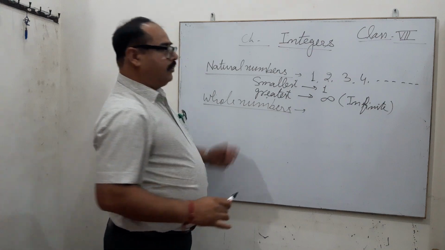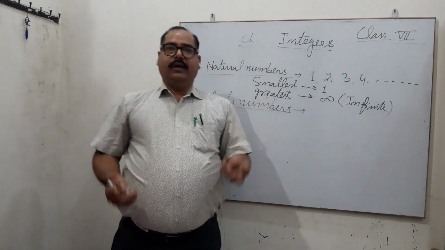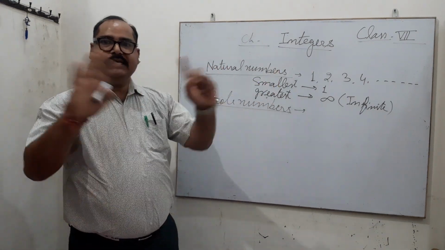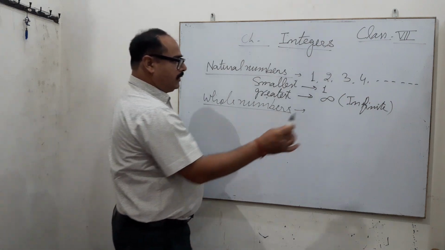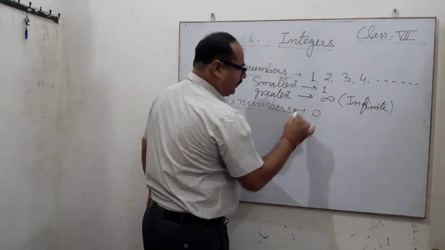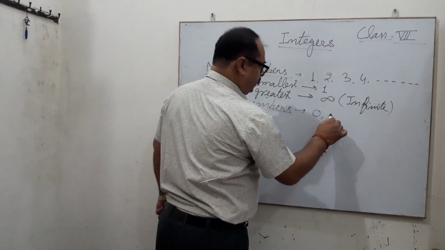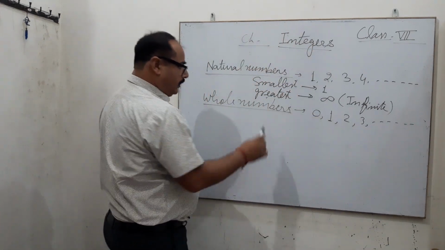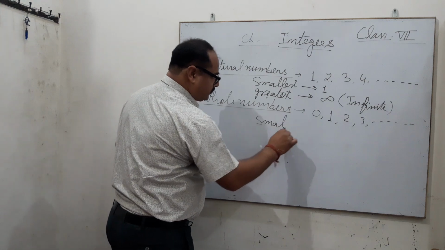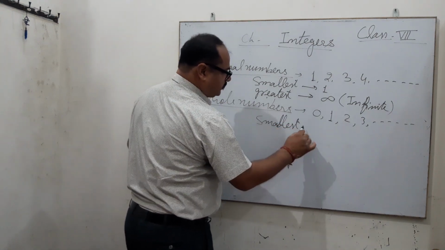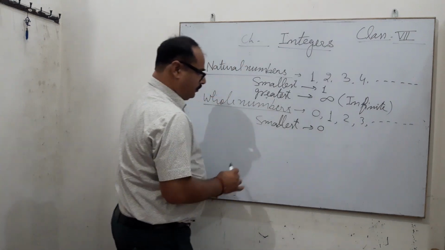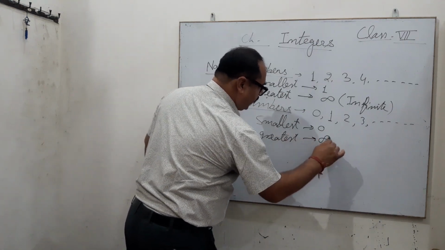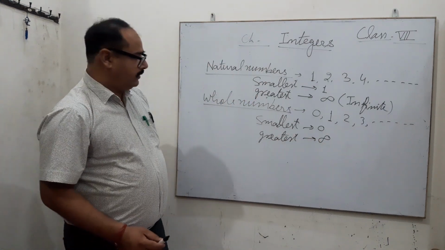Okay. Now, whole numbers. What are the whole numbers? If we include 0 in the natural numbers, then these numbers become whole numbers. The counting numbers including 0 are 0, 1, 2, 3, and so on. So the smallest whole number is 0 and the greatest whole number is infinite, that is not defined.